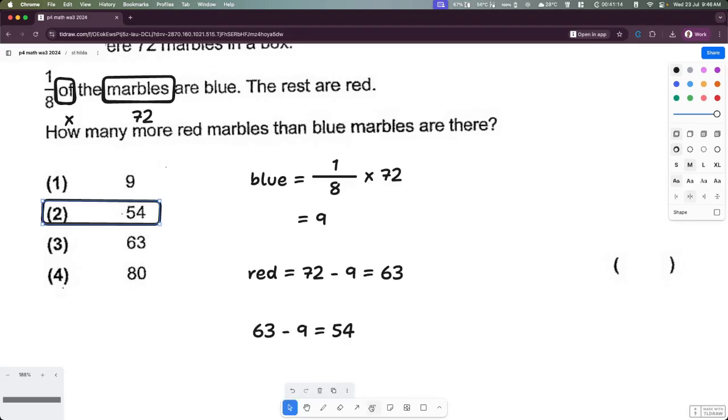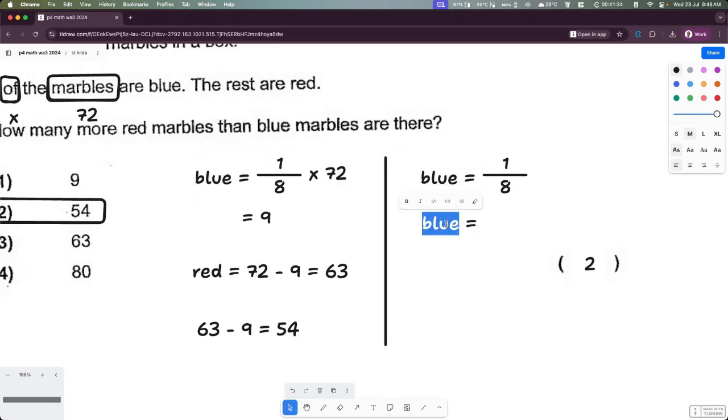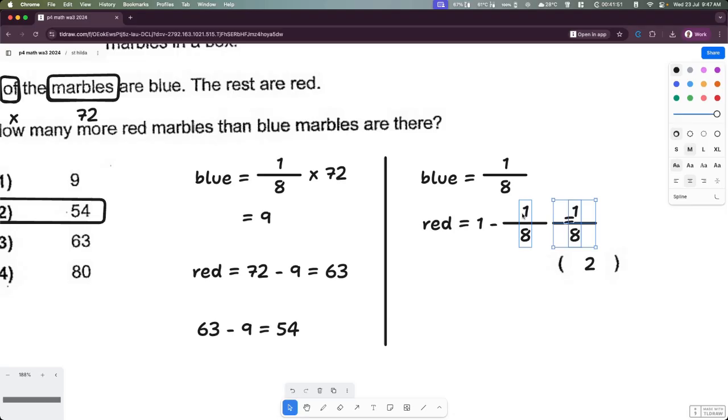I also want to share with you another way to do this. We know that blue marbles is 1 over 8. So blue is equal to 1 over 8. Then what about red? Red is basically 1 whole minus 1 over 8. Correct or not? So I'm going to put here 1 minus 1 over 8. And what will this give us? 7 over 8.